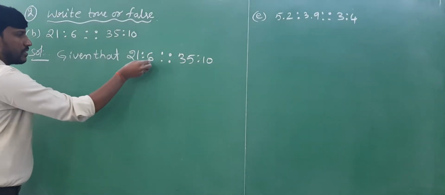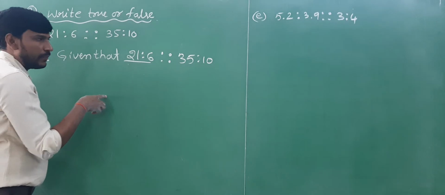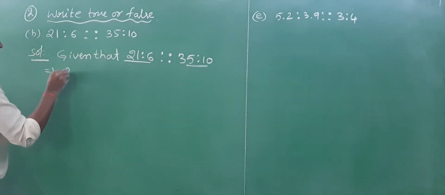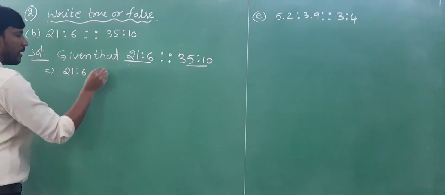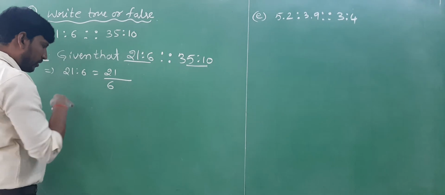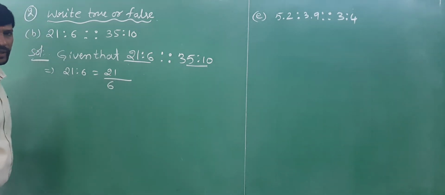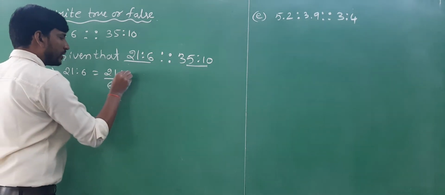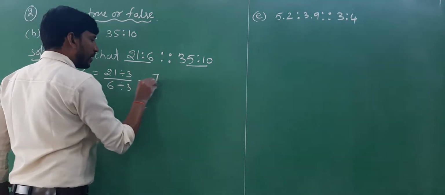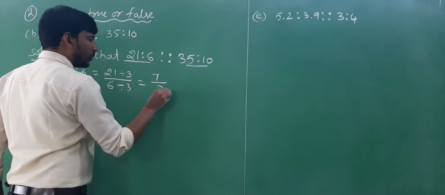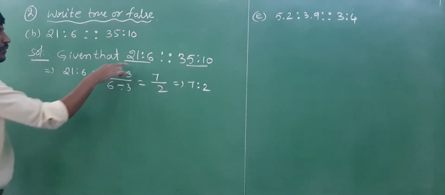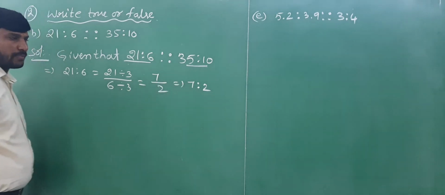So I am taking the first ratio and finding its simplest form, and then the second one. Now 21 is to 6 is nothing but 21 by 6. Both are multiples of 3. Divide with 3. You will get 21 divided by 3 is 7, 6 divided by 3 is 2. So we got 7 is to 2 ratio, the simplest form.